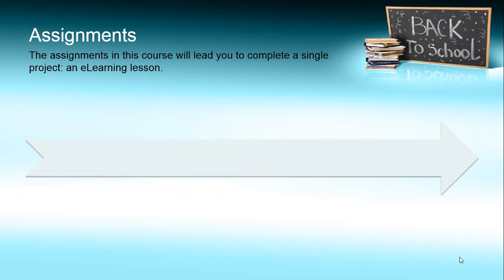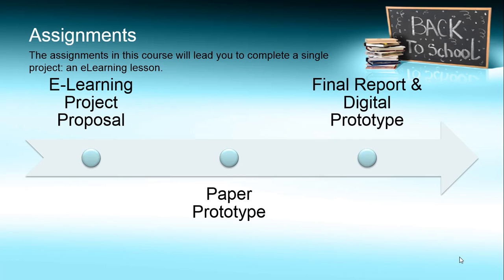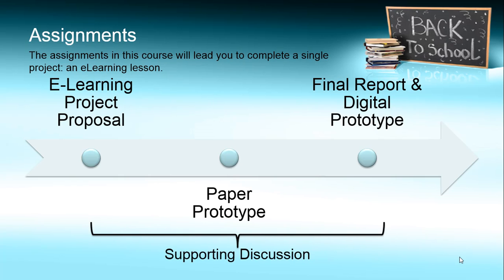All the assignments in this course will lead you to complete a single project, and that is going to be an e-learning lesson. So the first assignment is going to be an e-learning project proposal. The second one is going to be a paper prototype. And then the last one is going to be the digital version of your prototype along with a final report, which is going to be a reflection on the entire process. All of this is going to be supported by discussion.